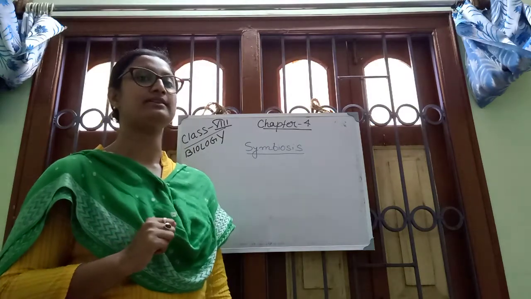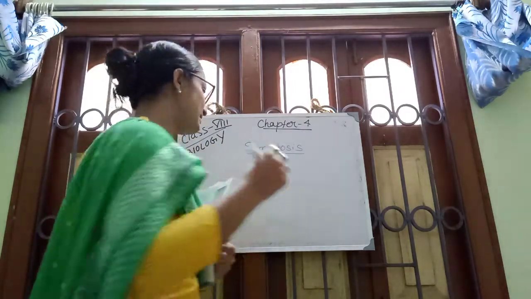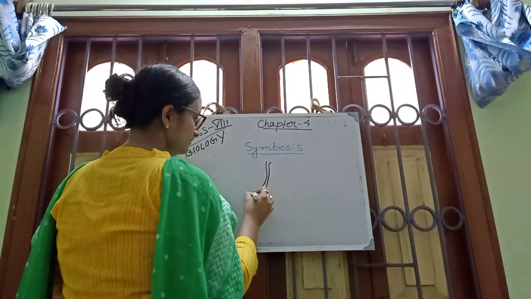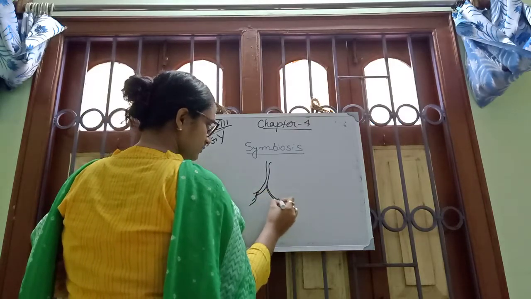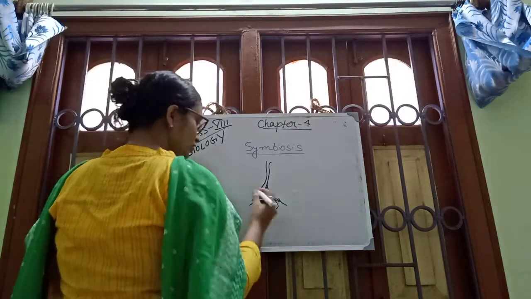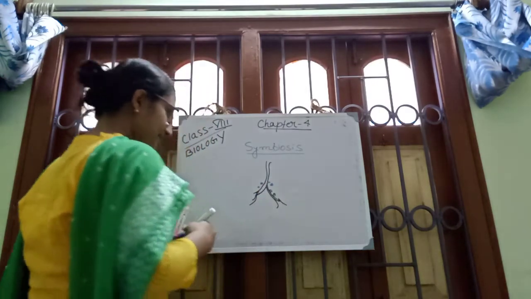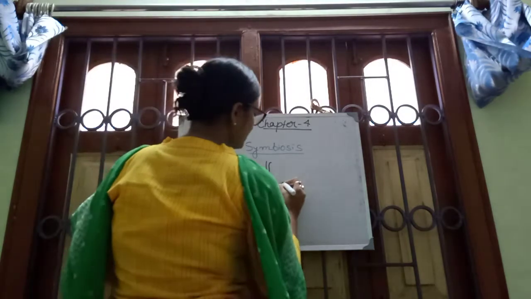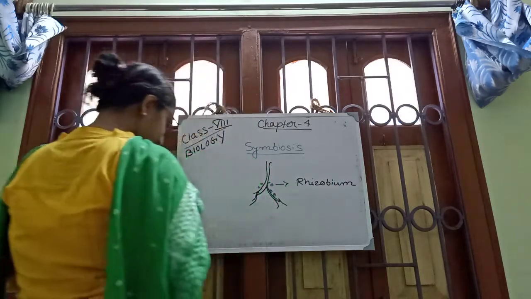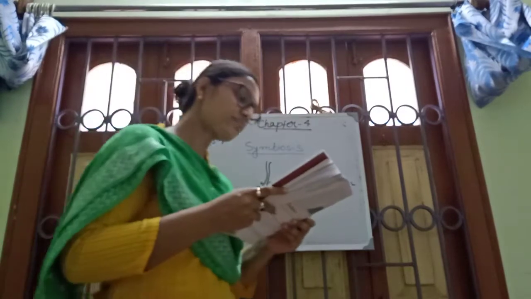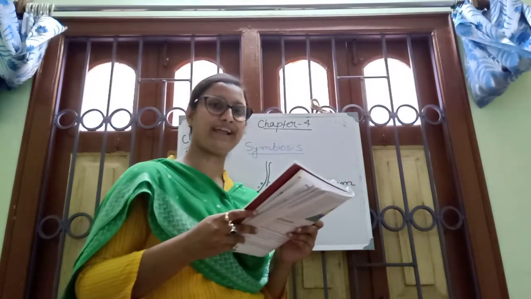These nitrogen fixing bacteria live in the root nodules of the leguminous plant. Suppose this is the root; here the root nodules are present. The bacterium in these root nodules is Rhizobium, the nitrogen fixing bacterium. They absorb nitrogen and live in the root nodules in a symbiotic relationship, converting nitrogen to nitrites.